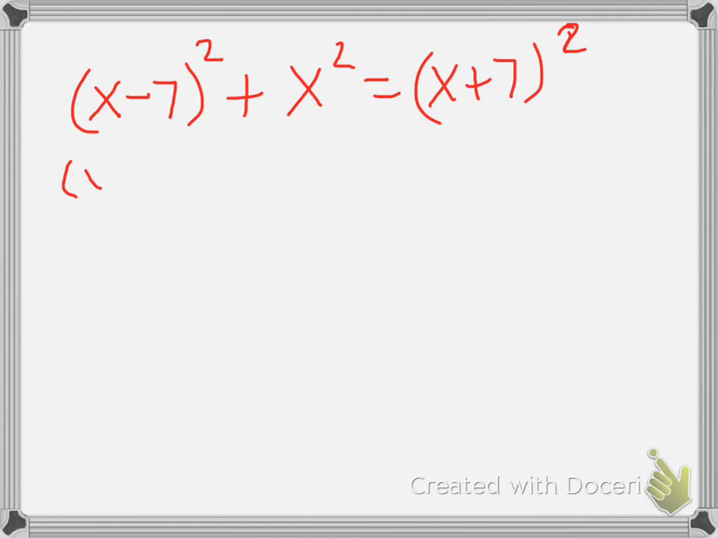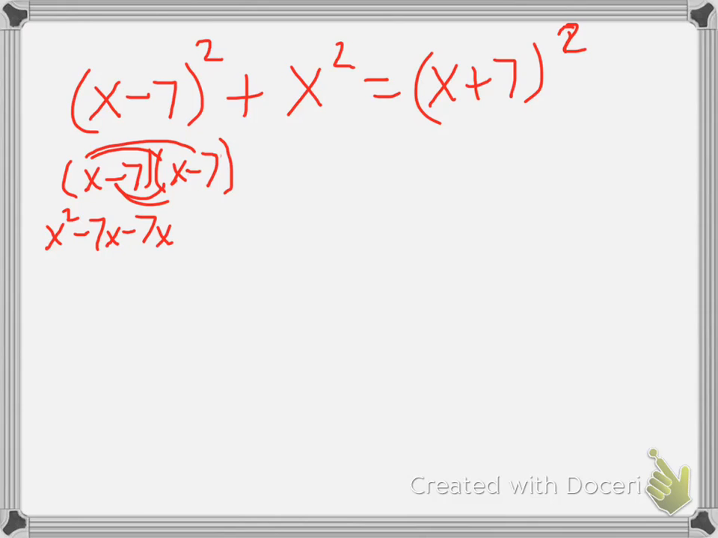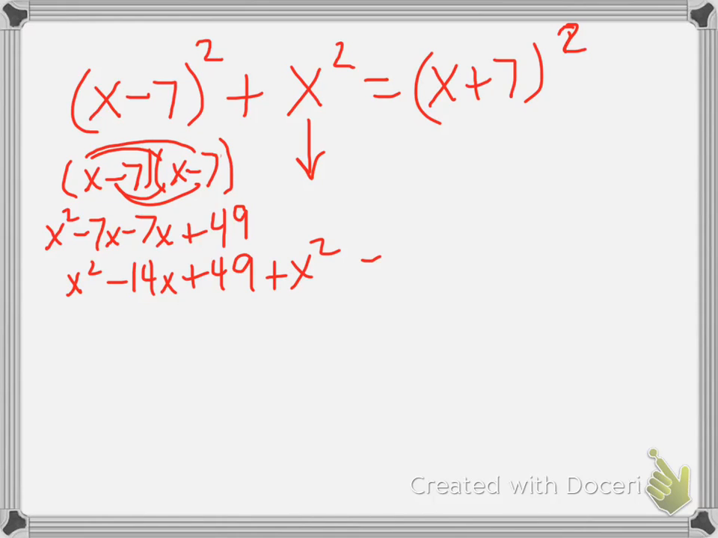So x minus 7 squared, you're going to have to FOIL it because it's a binomial. So that's going to give you x squared minus 7x minus another 7x plus 49. So altogether it's going to give you x squared minus 14x plus 49. And you have this other x squared also, so plus x squared equals.